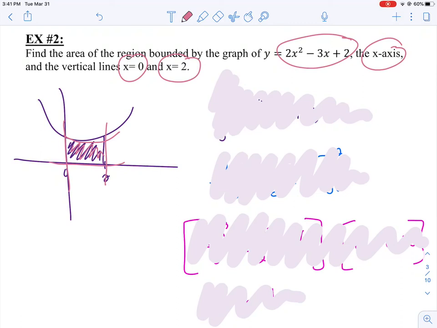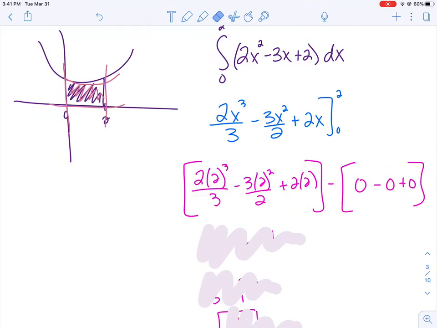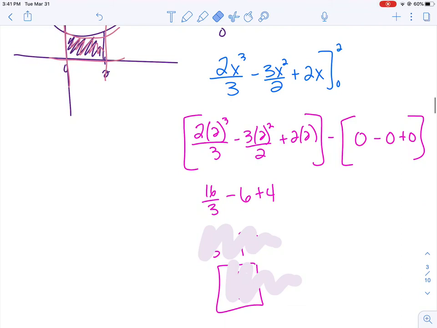I'm trying to integrate my function, my 2x squared minus 3x plus 2, from 0 to 2. So I was able to rewrite this into an integration problem finding the area underneath the curve from 0 to 2. Now I can integrate it. I can use my fundamental theorem of calculus to plug in my upper limit minus my lower limit. I ended up getting 16 over 3 minus 2, so I got a common denominator, and so I ended up getting 10 over 3 as the area underneath my curve from 0 to 2.